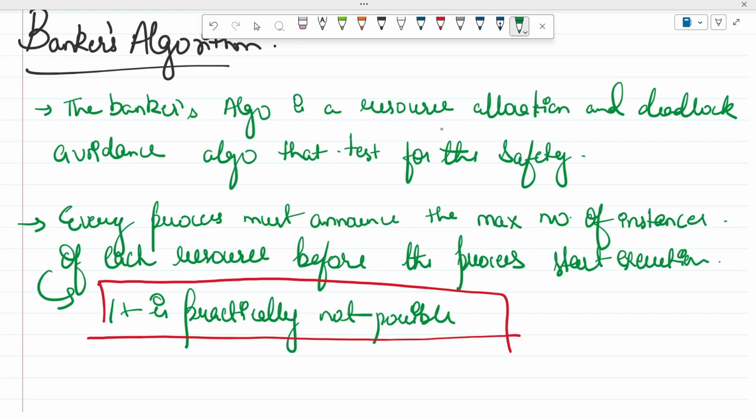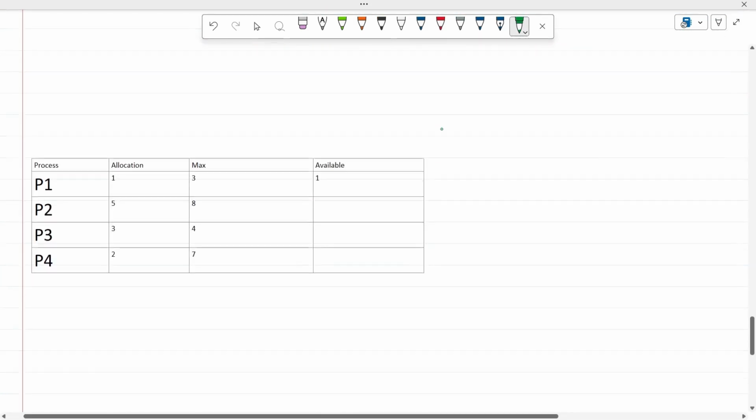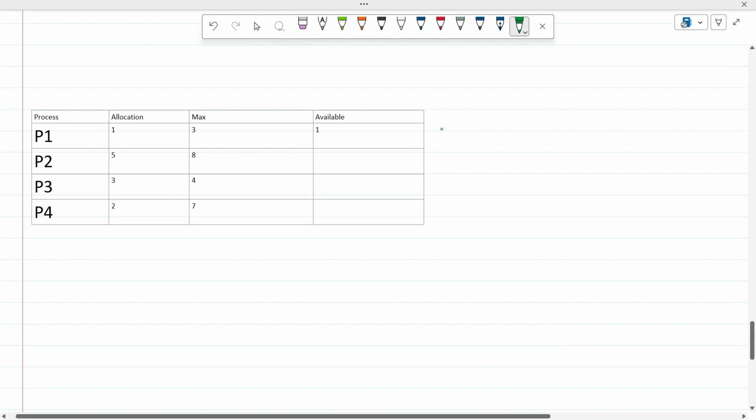Now, let's solve the question. Okay, so we have a question. We have a process, allocation, maximum, and available. These are the prerequisites. To solve this question, we need to understand allocation, max, and available. We know about the process; we have discussed it so many times.